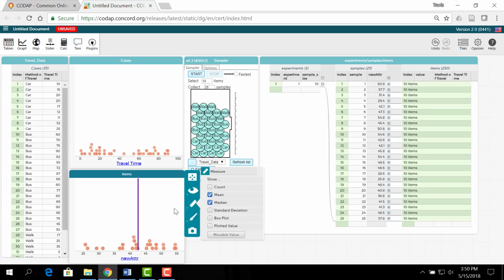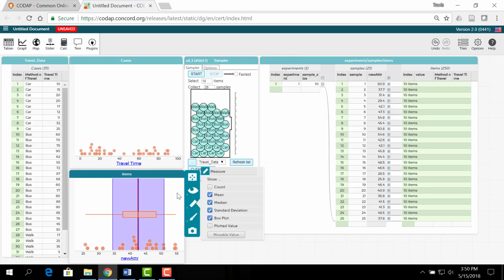We can also then talk about our spread. Our values are spread from 25.8 to 54.8, so about 25 to 55. Most of our values are clumped around the middle. My standard deviation is about 8.25. And if I look at my box plot now, I can look at my interquartile range. I'm going from 37.8 to 48.5, and so the distance between those is 10.8.